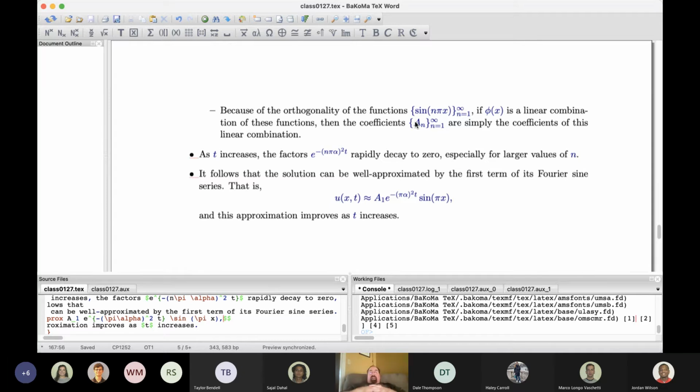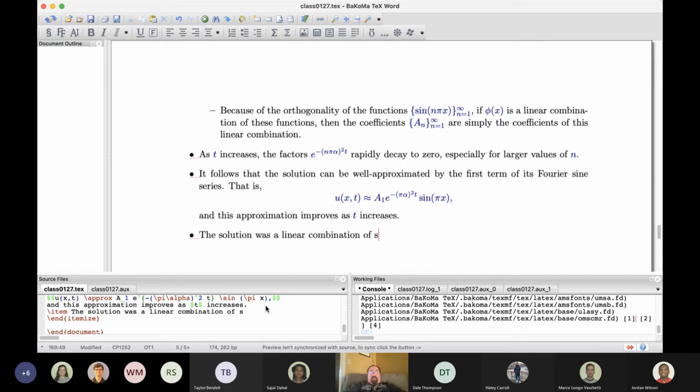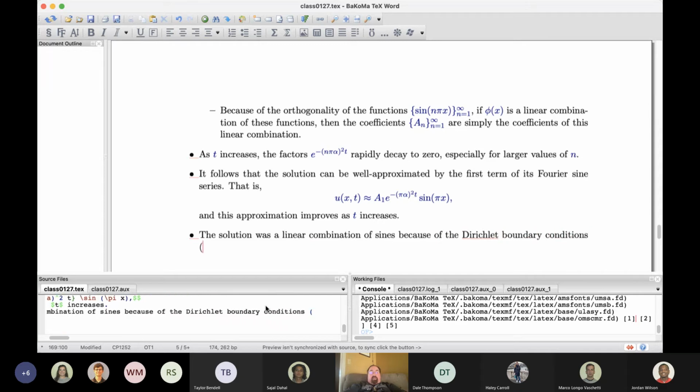So this is how the process of separation of variables works. Now what? I want to point out, this is important for you to use later. The reason why the solution turned out to be a linear combination of sines is because of the Dirichlet boundary conditions, meaning the solution U is equal to 0 on the boundary.